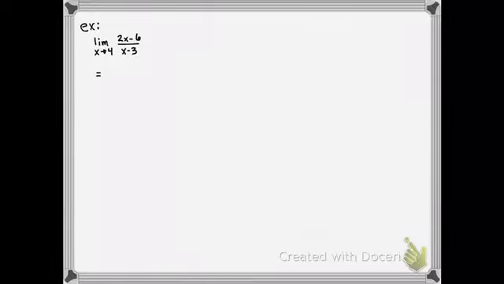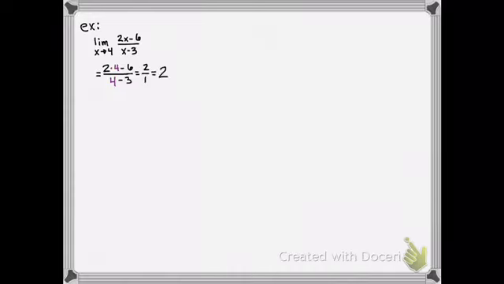We can just try what's called direct substitution. And so we're simply going to replace the x with the number 4 in both the numerator and the denominator. Everything else is going to stay the same. And then we just work it out. 2 times 4 is 8, and 8 minus 6 is 2. 4 minus 3 is 1. We get an answer of 2.